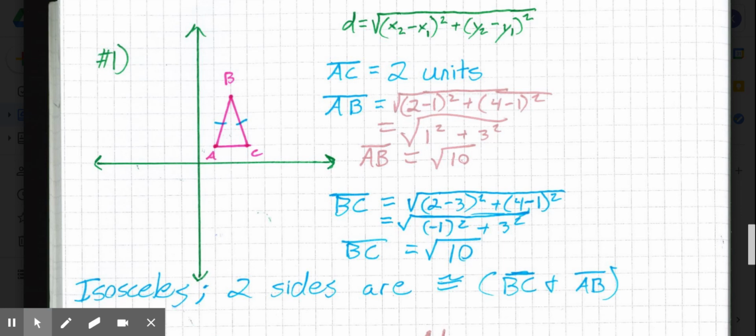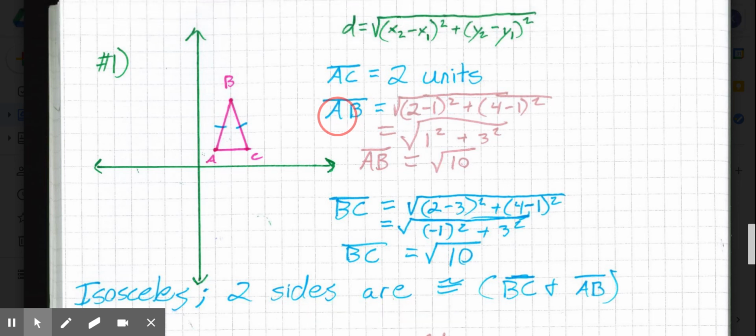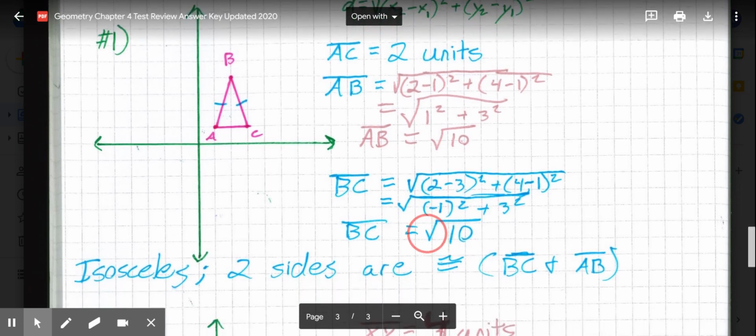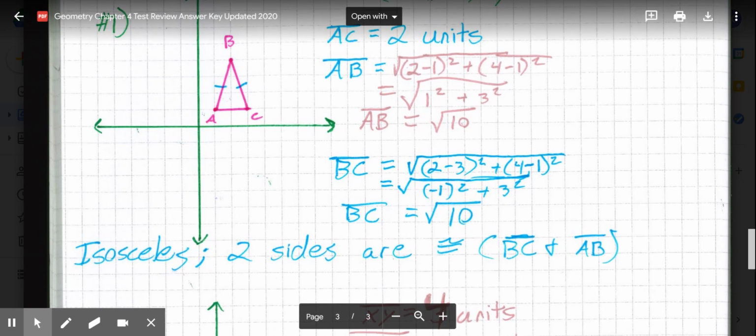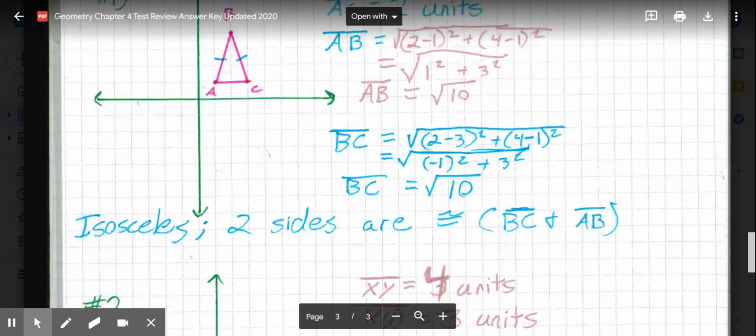For AB and BC, we're going to use the distance formula. So using the points for AB, we end up with AB's distance being the square root of 10. And for BC, we also end up with the square root of 10. So sides AB and BC are congruent, making this an isosceles triangle. At least two sides are congruent.